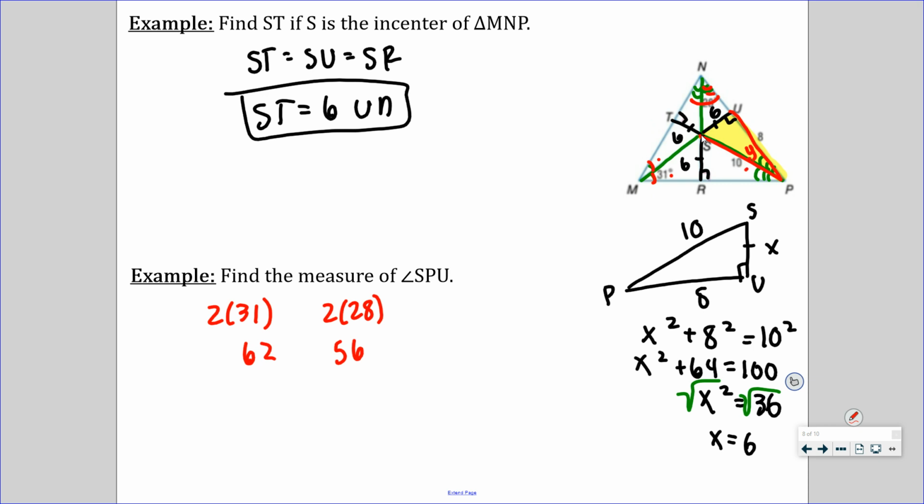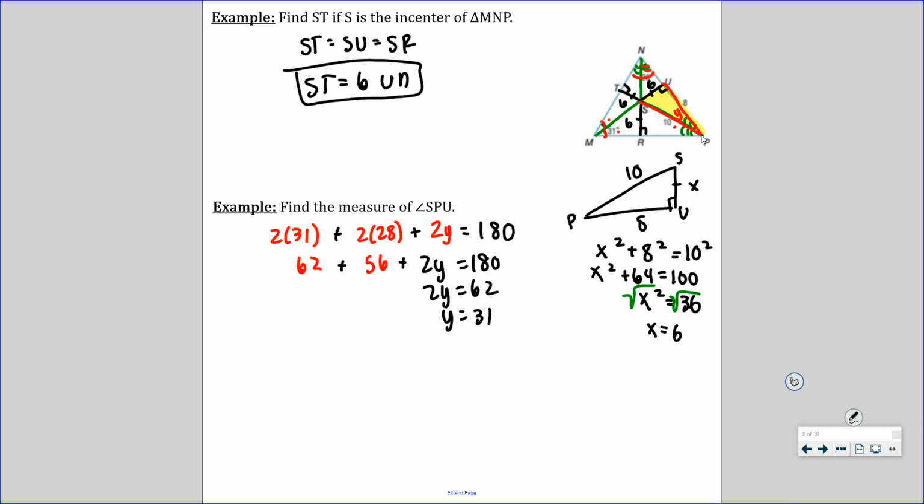So I know I have two of those Y's, and since they're all in that big triangle, they have to total how many degrees? 180, triangle angle sum theorem. Okay, so I'm going to solve this quickly because we're running low on time. I got Y to be 31. So the measure of angle SPU would be 31 degrees. And again, folks, you could subtract off the 62 and the 56. We're left with 62 degrees for this whole angle, and they just wanted half of it. So we divided it by 2 to get 31.